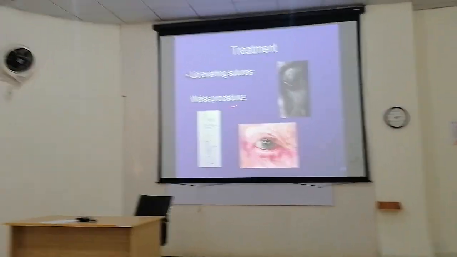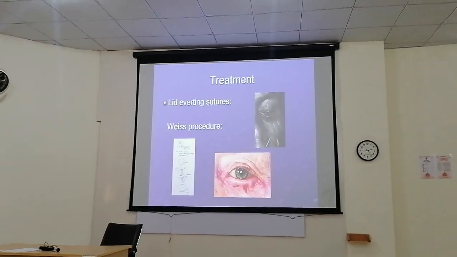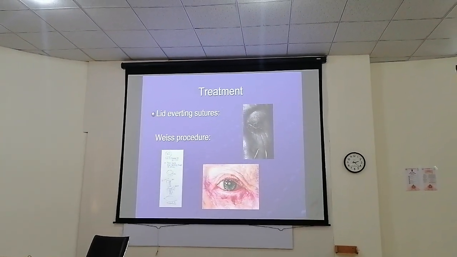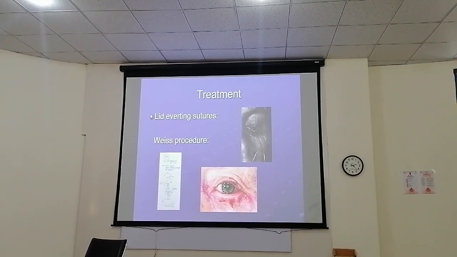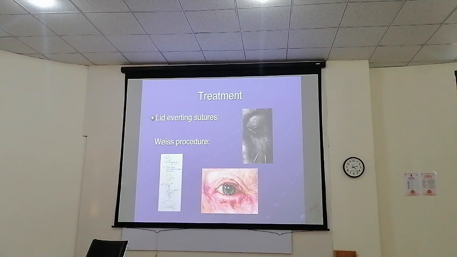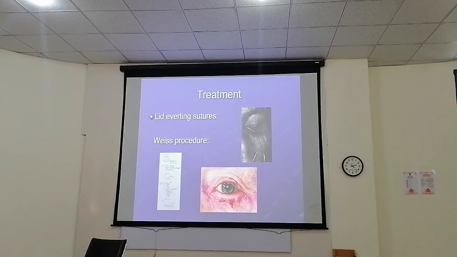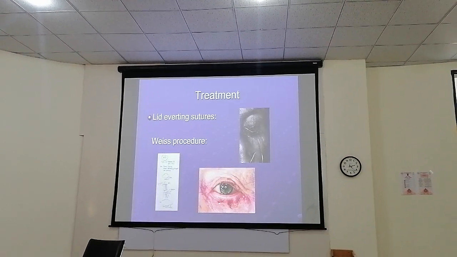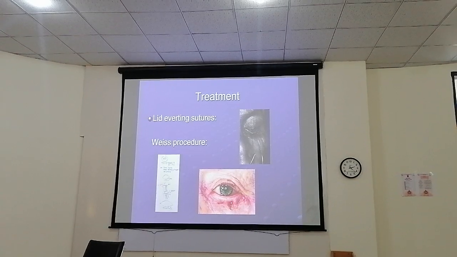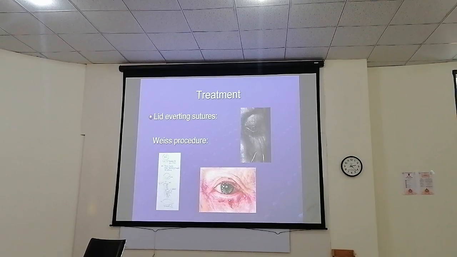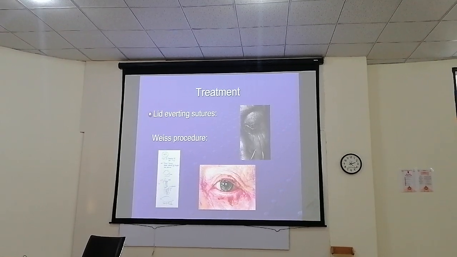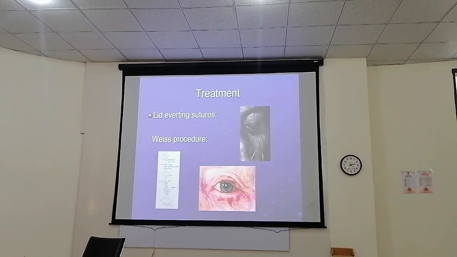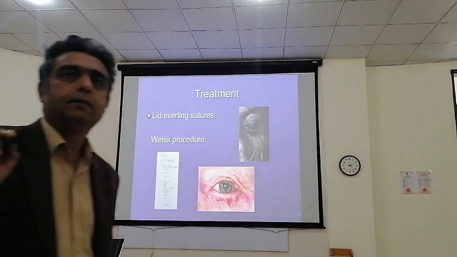Number one: lid everting sutures. That is, we apply sutures in a special manner, as you can see here. It is not possible to understand until you see the video. By inverting the eyelid margin, the entropion is corrected. The only treatment for entropion is surgical. There is no medical treatment.